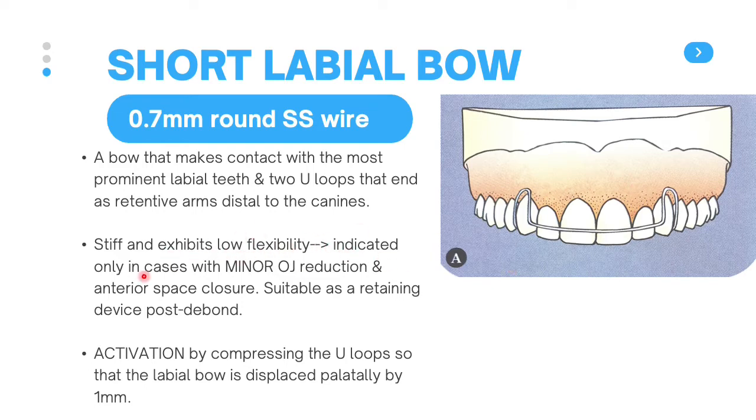It is indicated only in cases with minor overjet reduction and anterior space closure. It is suitable as a retaining device post-debond. Activation is by compressing the U-loops so that the labial bow is displaced palatally by 1 mm.